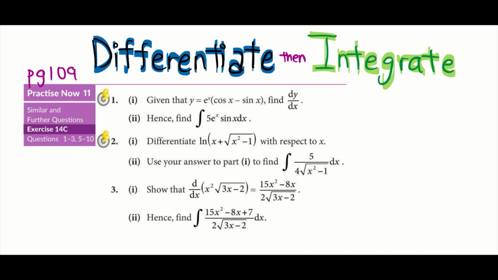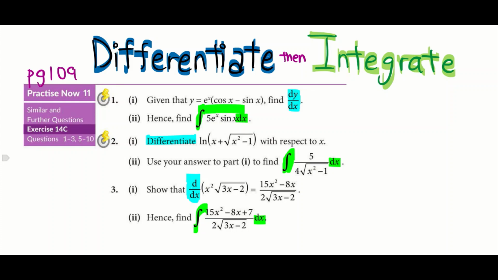Today, we're going to look at questions with differentiation and integration. If you notice question 1, they ask you to find dy/dx. Differentiate first, and part 2 asks you to integrate. And you'll see the same thing for question 2 and 3. My differentiation is in blue, integration is in green.